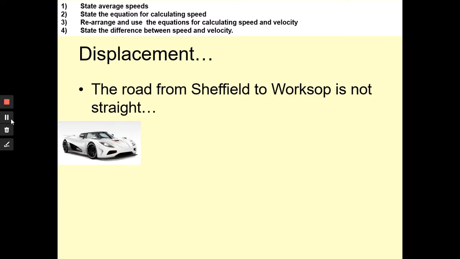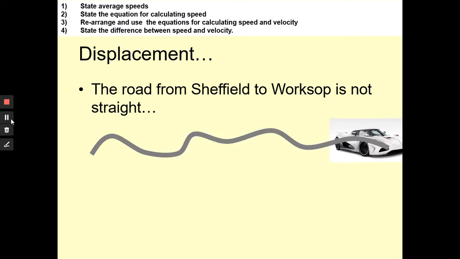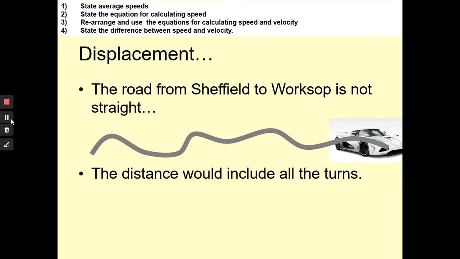So I travel every day from Sheffield to Worksop, and then I have to turn right onto the A60 to travel down to Worksop to actually get to school. Now that Sheffield to Worksop road is a wiggly, windy road. And so as I travel the wiggles and turns, that I would measure as my distance. So distance is every little inch of that route.